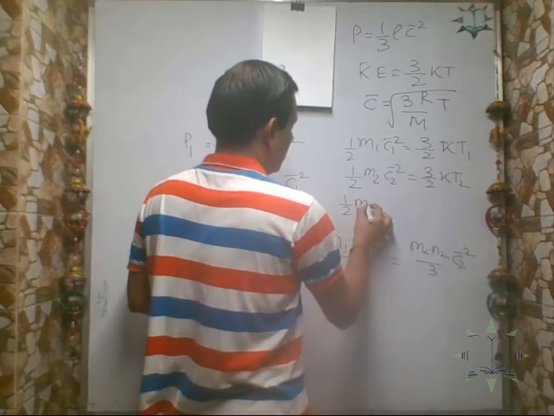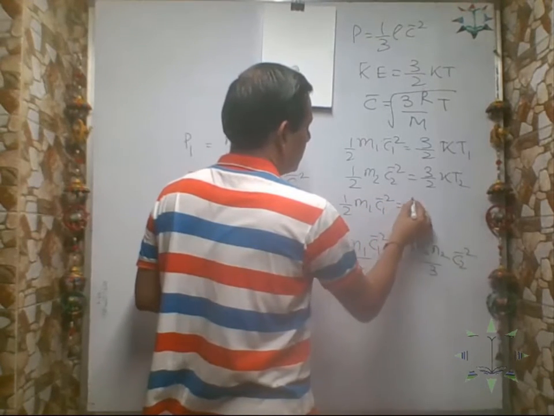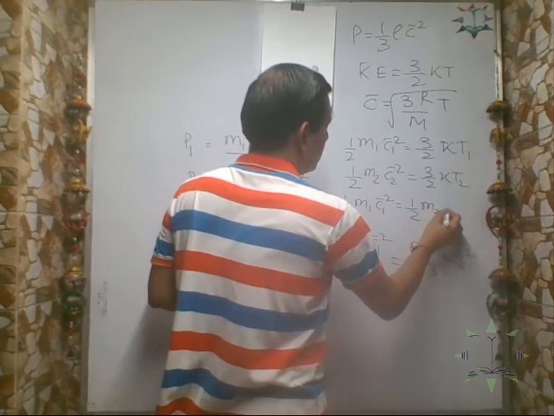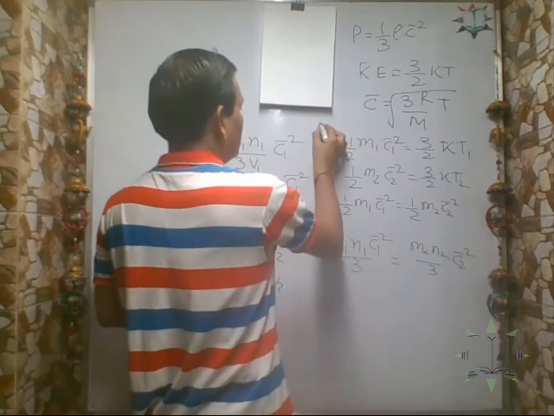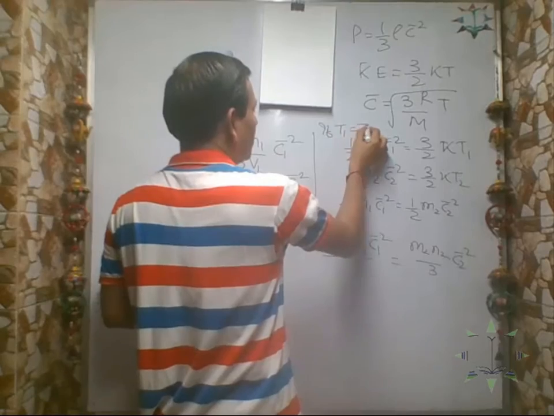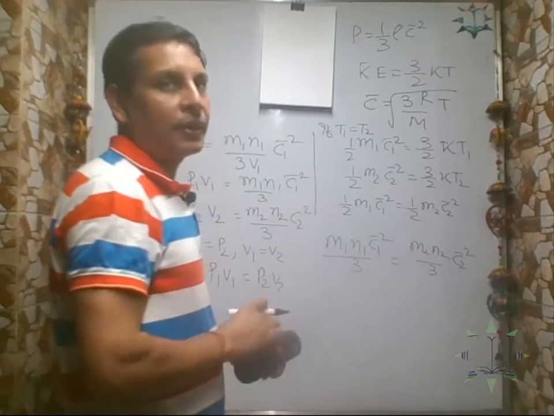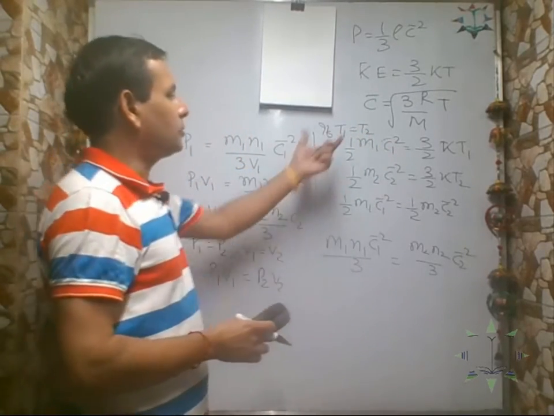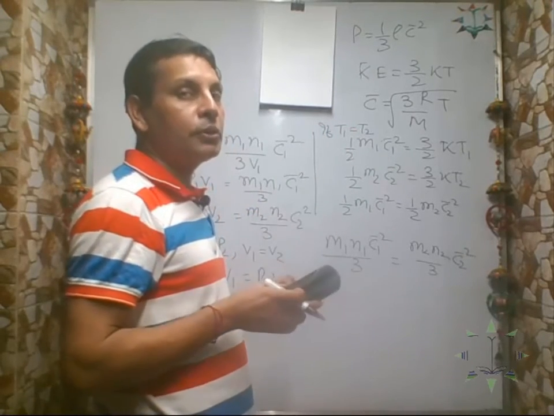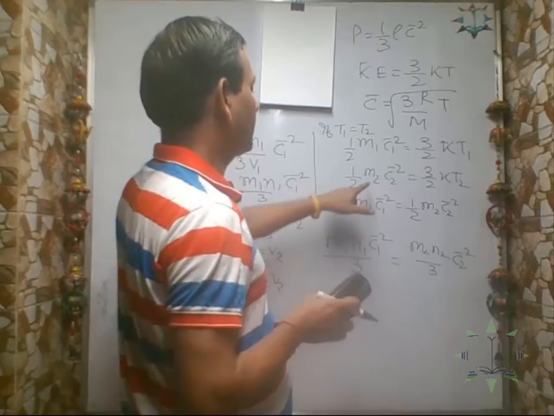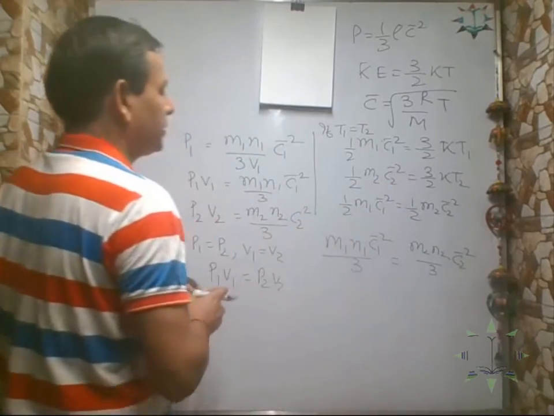1/2 m1 c1 bar square equal to 1/2 m2 c2 bar square if T1 equal to T2. Avogadro exactly says the same thing: same pressure, same volume, same temperature. Then we have to show that the number of molecules will also be same. Okay. So these two are same.